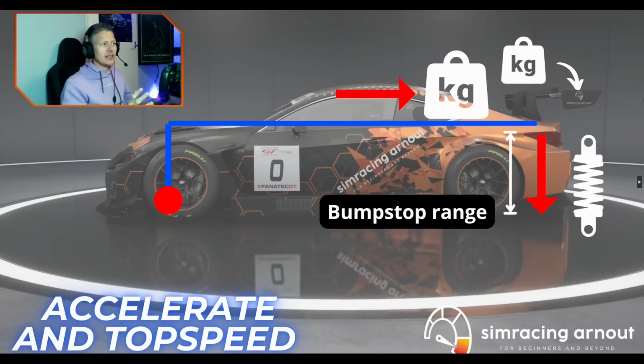Acceleration and top speed using bump stop ranges. The weight of the car will move backwards every time we go on throttle and every time we're increasing the top speed. So let's say we have an acceleration situation and we're pushing the throttle, the weight is gonna move backwards. But the bump stop range on the back will determine how much of this weight is actually going down, and how much weight we're gonna have on the rear wheels.